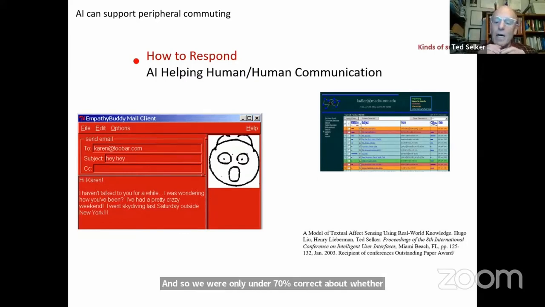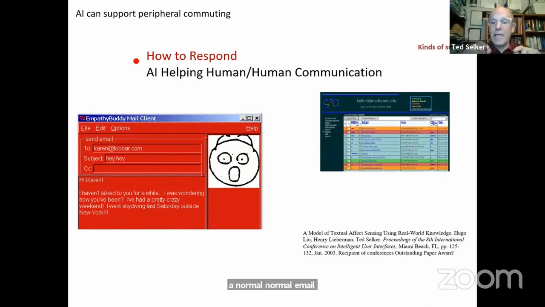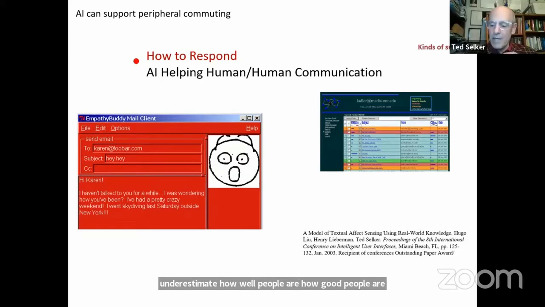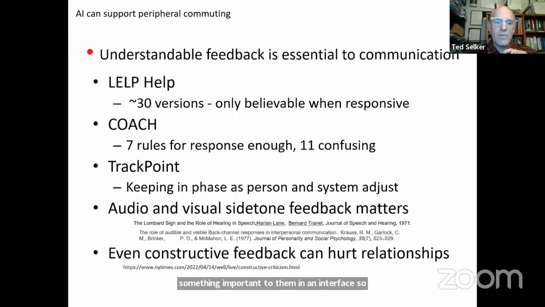And still people were better at making their decisions. They looked at the same number of emails as in a normal email system with normal subject lines, but with this ransom note interface, as I like to call it, they actually were better at choosing the ones that were important to them to select. So the question is, when is function more important than beauty? And maybe we underestimate how good people are at using whatever we give them to expose something important to them in an interface. So that's a kind of cautionary tale.